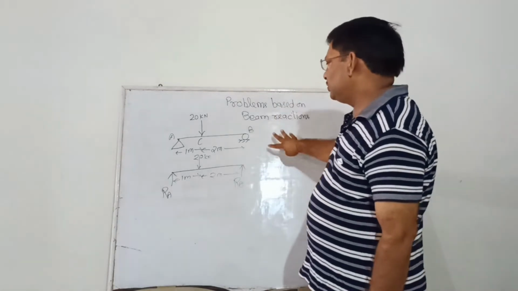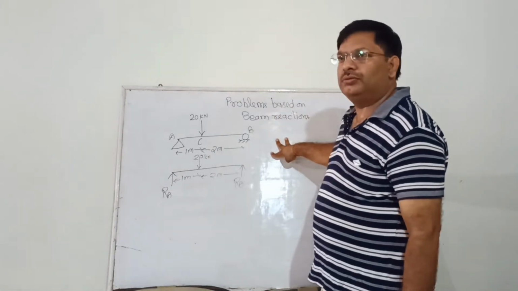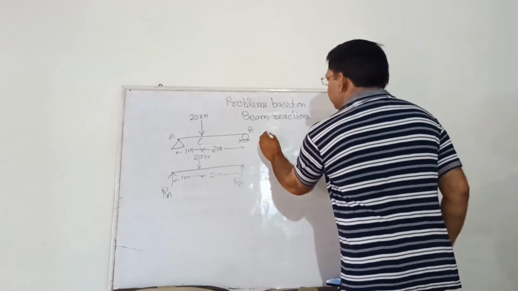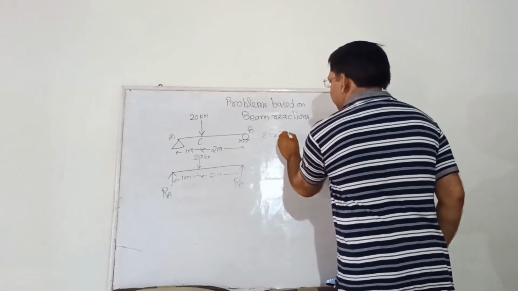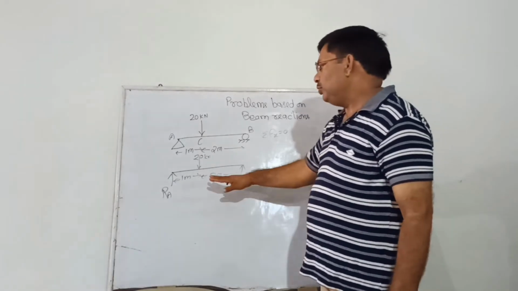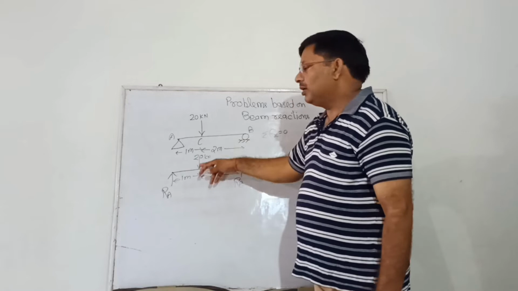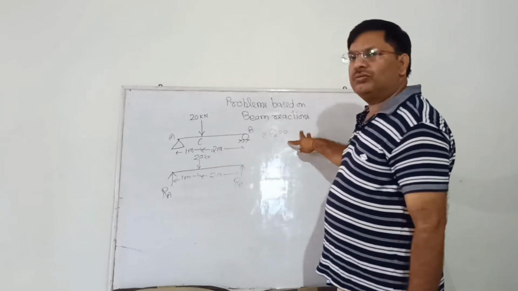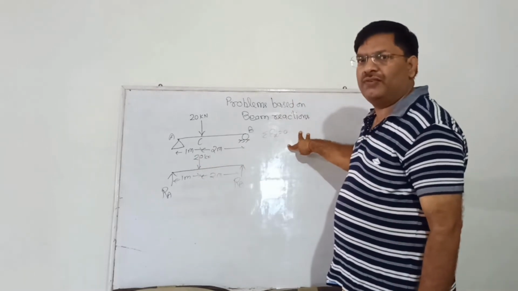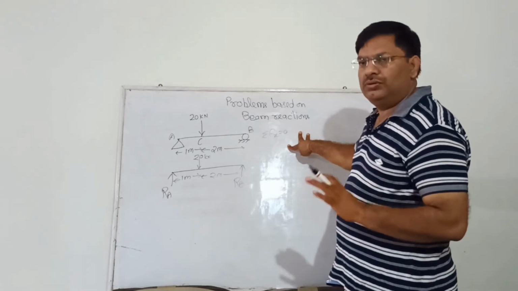You can see the first condition of equilibrium is sum of all horizontal forces must be 0, that is sigma Fx equal to 0. Now in this diagram you can see there is no horizontal force. All the three forces are vertical. So this condition is already satisfied. Sigma Fx is already equal to 0.